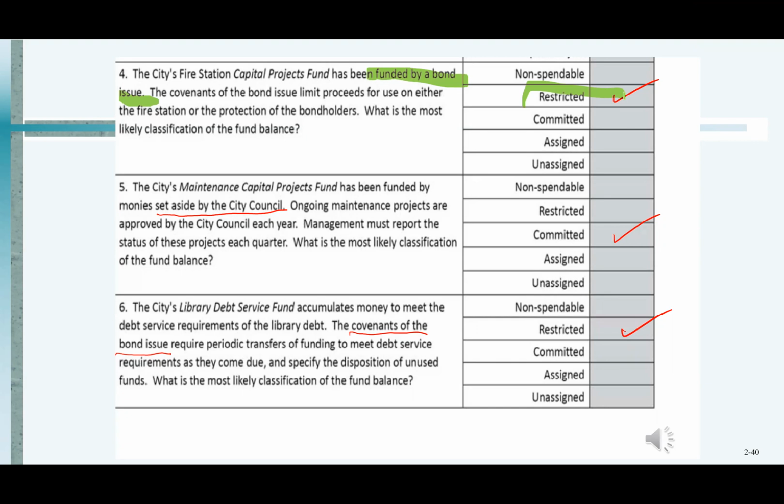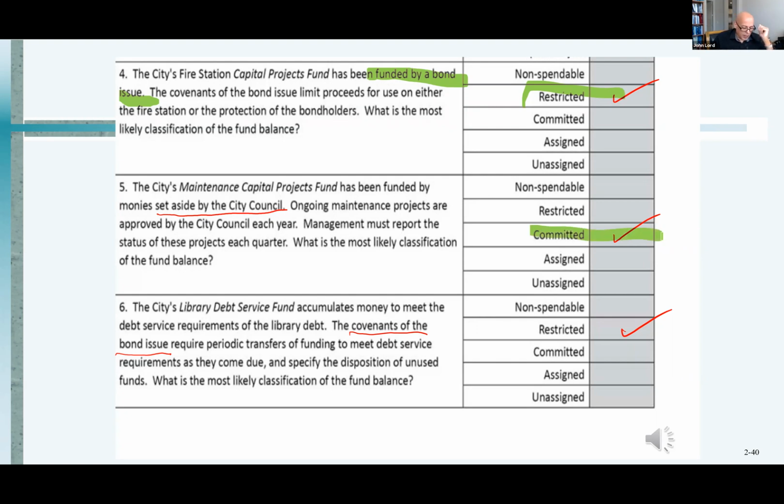Restricted. Okay, good. The city maintenance capital project fund has been funded by monies set aside by the city council. Notice here, guys, they don't say anything about enabling legislation or constitutional. It's money set aside, which are key words that tell you what? It was money they already had that they have now earmarked, set aside for a particular purpose. That money is committed, right?